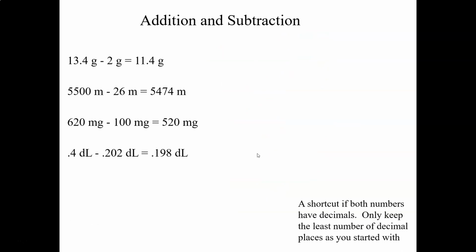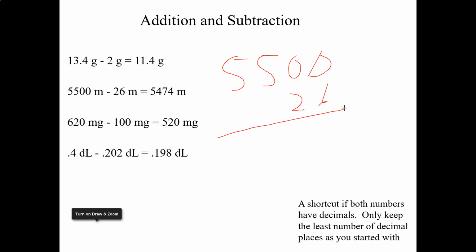Let's see. So what about 5500 minus 26 yields 5474. Okay, so let's circle the guess digits, and that would be the 5 in 5500, the 5 in the hundreds place. And then this one would circle the 6.